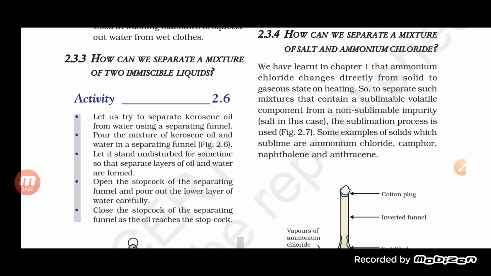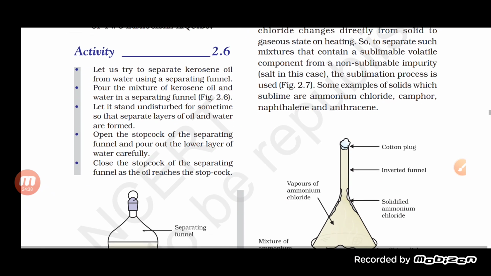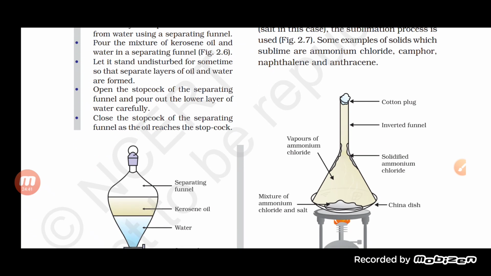So if we take a mixture of ammonium chloride and naphthalene, or naphthalene and anthracene, and heat it, we will find that they can be easily converted into gas. If we take ammonium chloride mixed with sodium chloride, how can we separate it? When we heat it, the ammonium chloride will easily sublime into gas, and it can be found on the neck of the funnel. So this is how the process of sublimation can be applied to separate sublimable substances from non-sublimable substances.